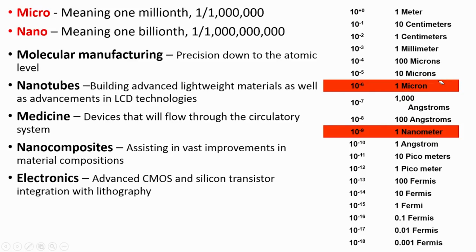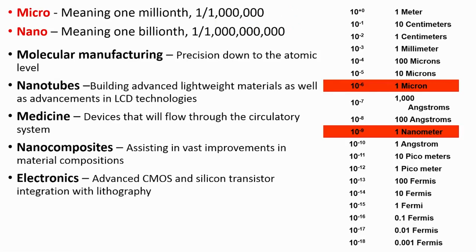Now, nano, like what I was discussing, is about 10 to the power minus 9, meaning one billionth. 1 by 1 billion will give you nano, which is 10 to the power minus 9. If you talk about micro, it is 1 by 1 million, which is 10 to the power minus 6, and this will be 10 to the power minus 9. That stands for your micro and nano.